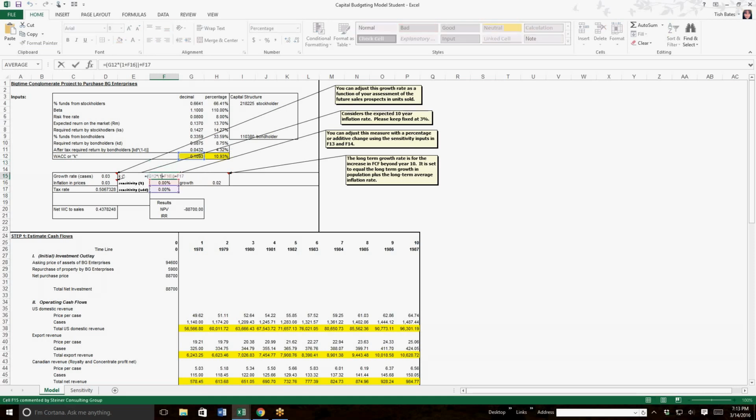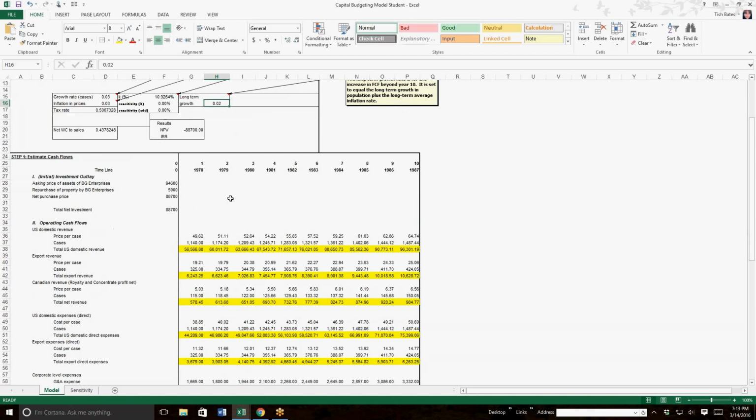Not sure what those are. I think they meant to say F16 and 17, this one. So that note is incorrect because that formula pulls from these two. So we can adjust the weighted average cost of capital right here in these two. By changing these two, it'll actually adjust this. The long-term growth rate shouldn't really be adjusted. That's a flat rate that they want us to keep in there, right?